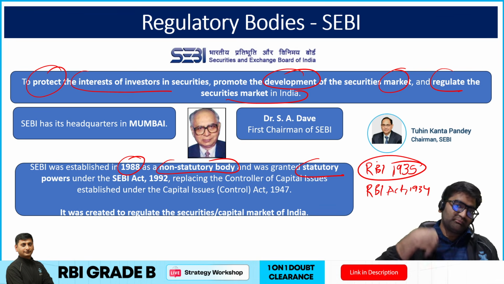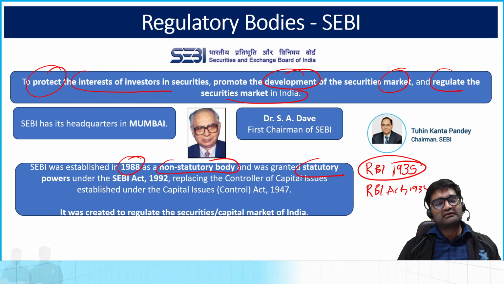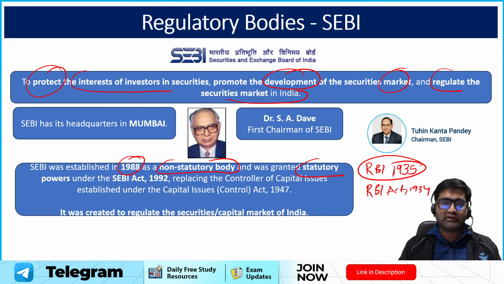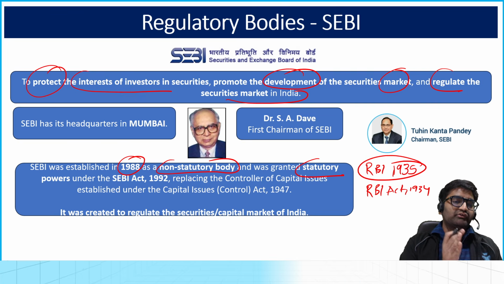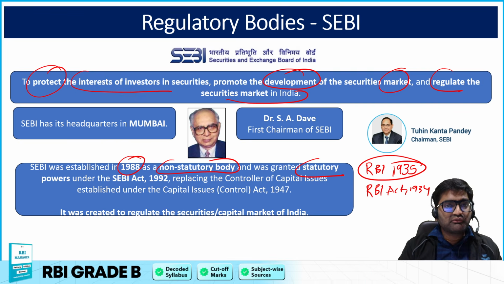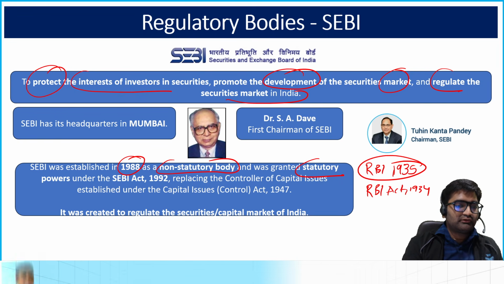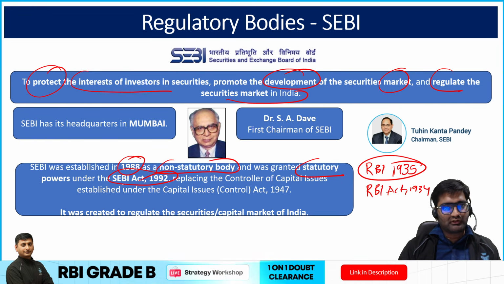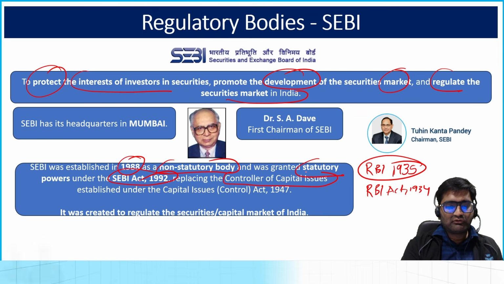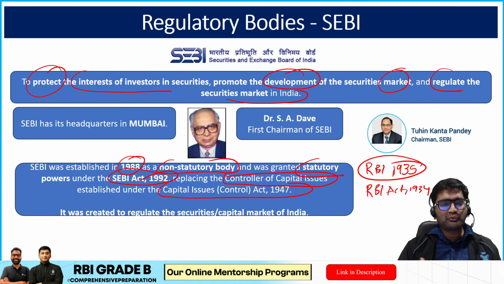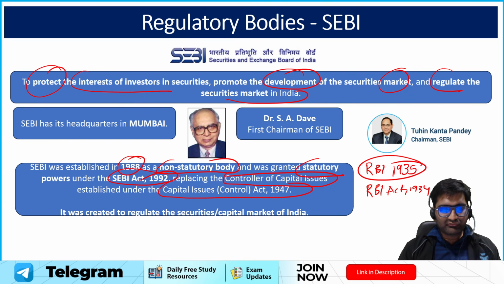So RBI was established as a statutory body because its background was established before RBI came into being, as part of the RBI Act of 1934. So it is a statutory body. If you talk about SEBI, it is non-statutory. No such act was brought, but SEBI was established before any such act came. Later on, the SEBI Act of 1992 was brought into existence, and SEBI gained statutory powers. It replaced an office called the Controller of Capital Issues, established as per the Capital Issues Control Act of 1947.